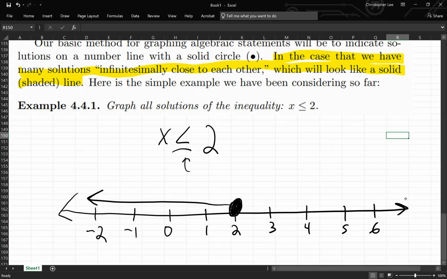Question. What made you want to start at -2, -1, 0, and not the other way?